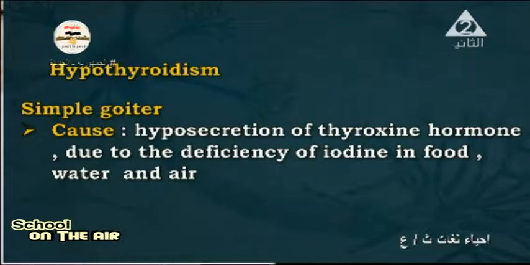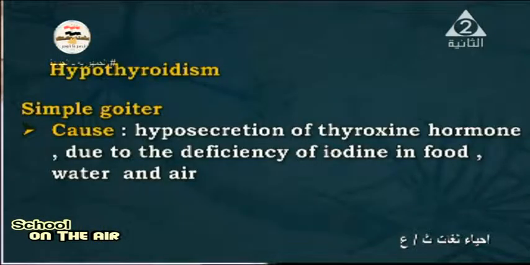What is iodine? Iodine is an element that is found in your food, found in table salt, which is added to any type of food. Also, iodine is found in the air. You can take iodine from the air in coastal areas. Also, water contains some minerals like iodine. If there is a deficiency in iodine, it leads to hypothyroidism or hyposecretion of thyroxine.